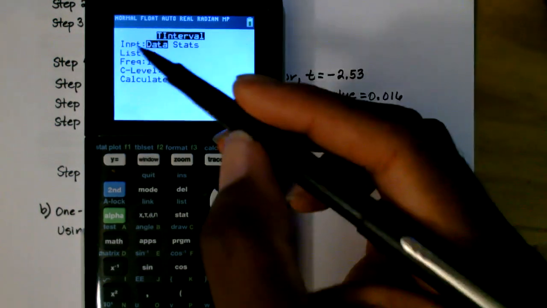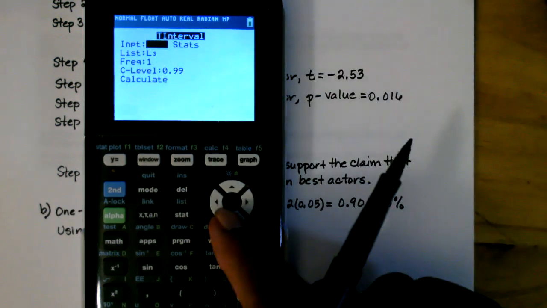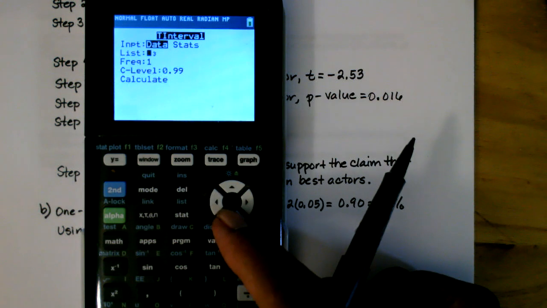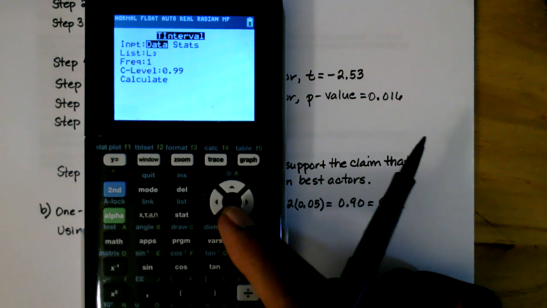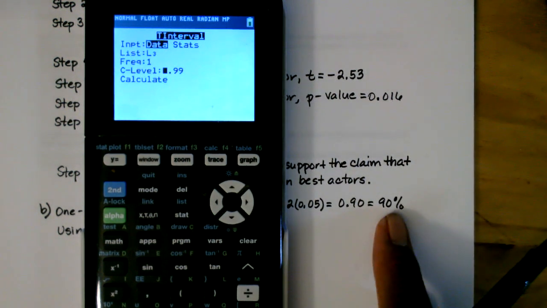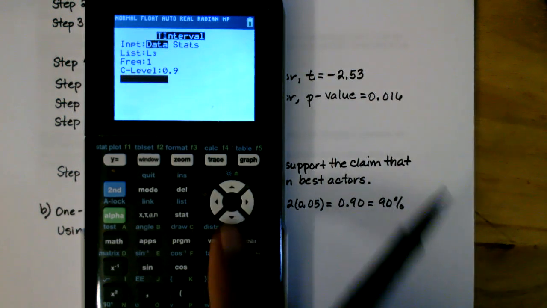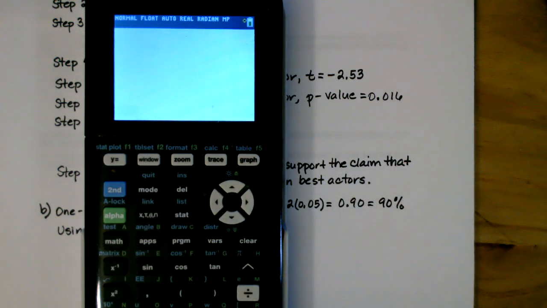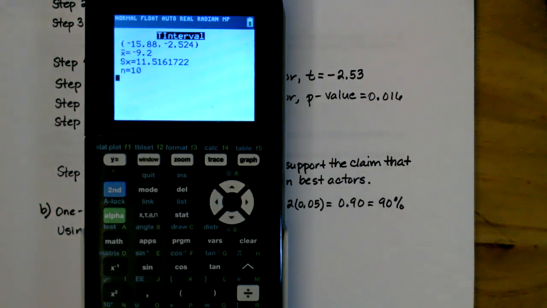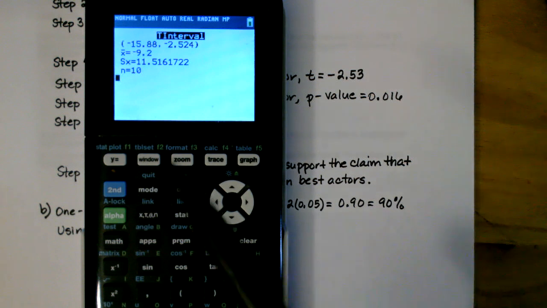Again, I'm using the data, so that needs to be highlighted. List will still be L3 because the differences of the two are stored in L3. Frequency is still going to be 1. The C-Level, which is your confidence level, 90% as a decimal, that's 0.90. Arrow down to Calculate, and then hit enter. And in this case, you will see what my T interval, or the confidence interval, is going to be.